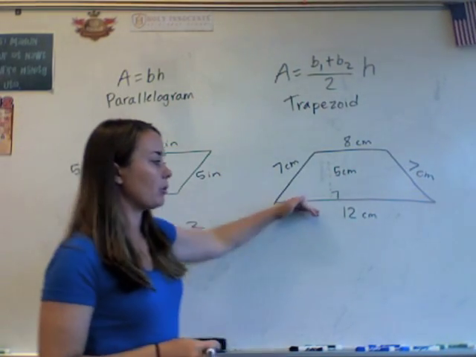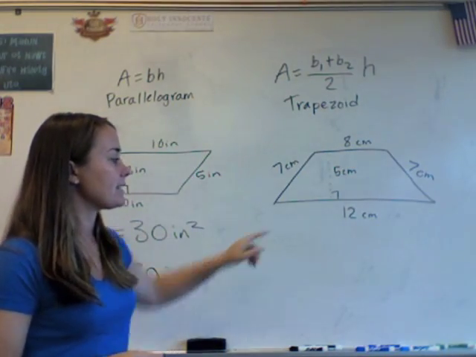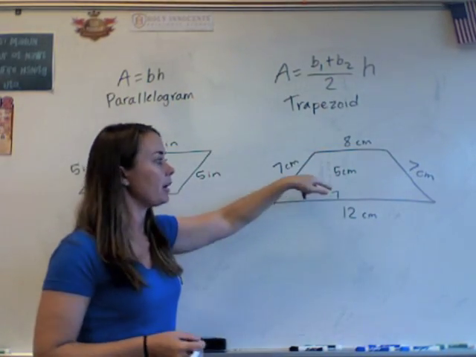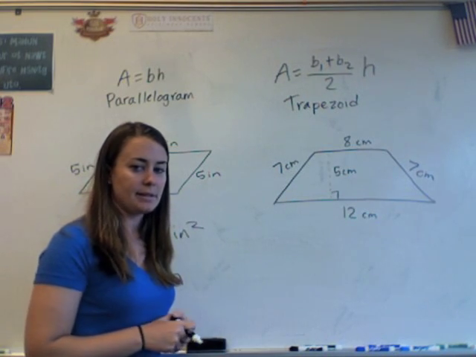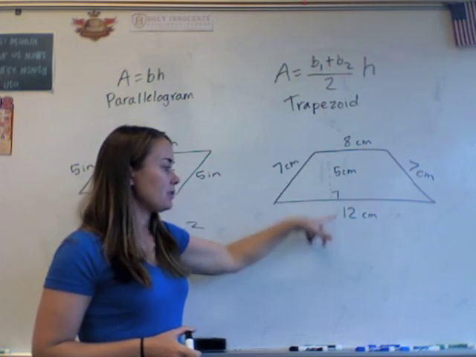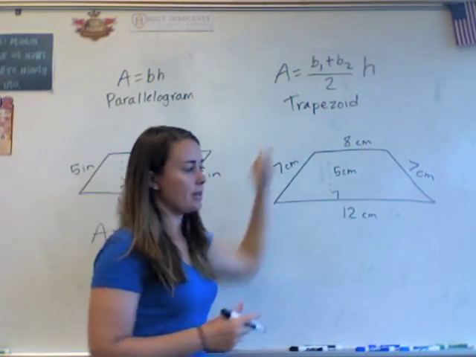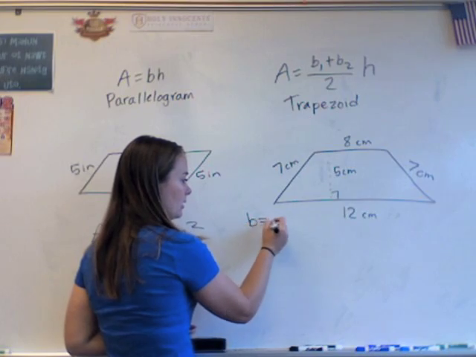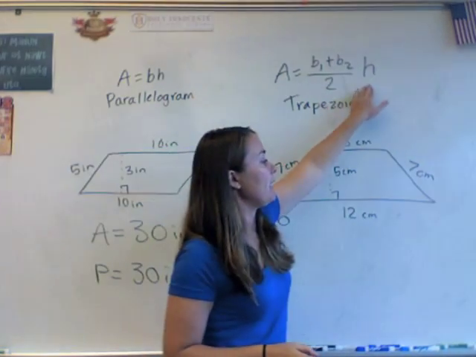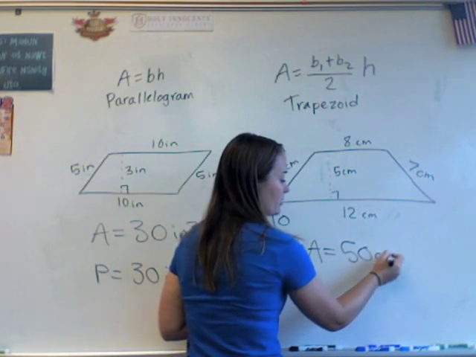So a trapezoid, remember, only has one set of parallel sides. And the first thing is that since the bases are different, notice over here we have the same bases. Well, the bases are different over here. So we need to figure out the average of the bases. So we have base 1 and base 2. It doesn't really matter which. 8 plus 12 is 20. And we're going to take the average of them, so we're going to divide by 2. So the average of our bases is 10. So we're going to use that as our base and multiply that by the height of 5. So our area is 50 centimeters.